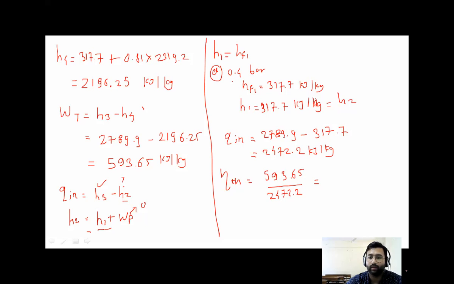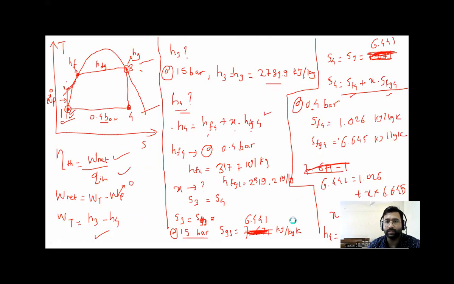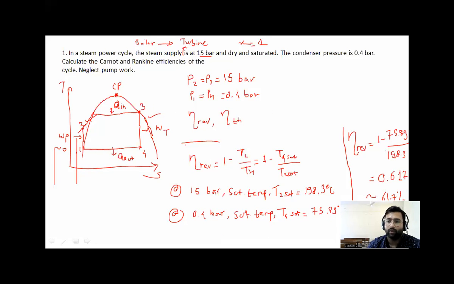0.24. So the efficiency is 24%. This is the Rankine efficiency. There is a little bit of correction in the Carnot efficiency. Here the values we have calculated are in degree Celsius. You have to convert them into degree Kelvin before calculation of efficiency. So again, please calculate these values in degree Kelvin.